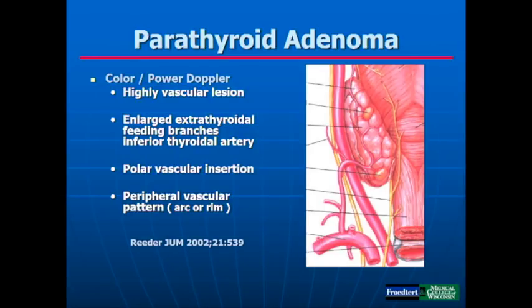One thing to remember about the ultrasound for parathyroid adenomas is the use of color and power Doppler. The parathyroid adenomas are highly vascular lesions, and these lesions are fed by enlarged branches of the inferior thyroidal artery that have a characteristic polar insertion. And once this branch gets into the adenoma, they can present with a vascular pattern or arc rim.